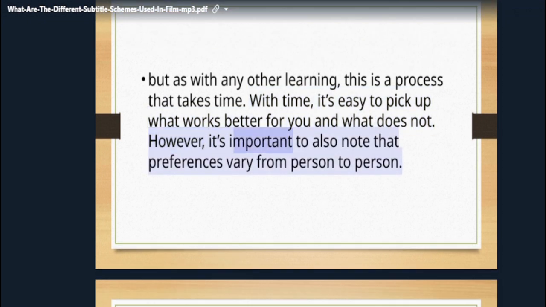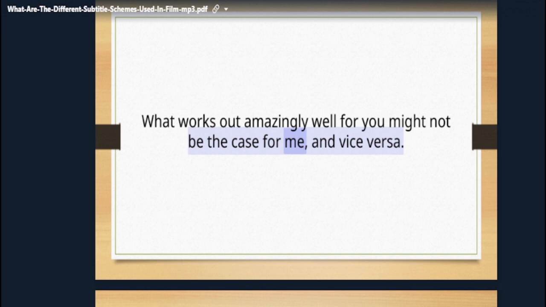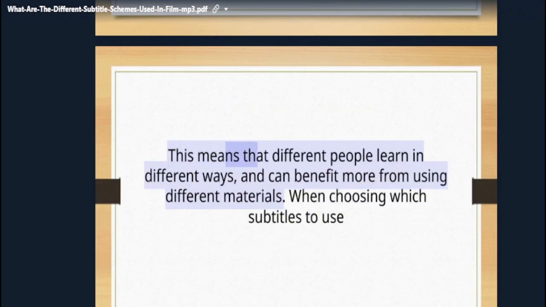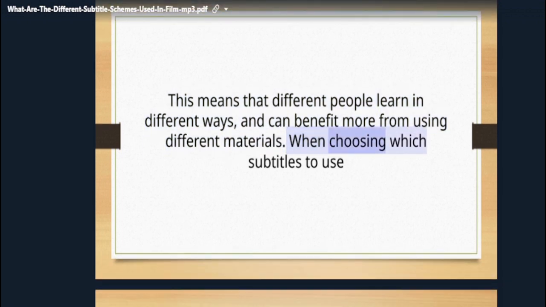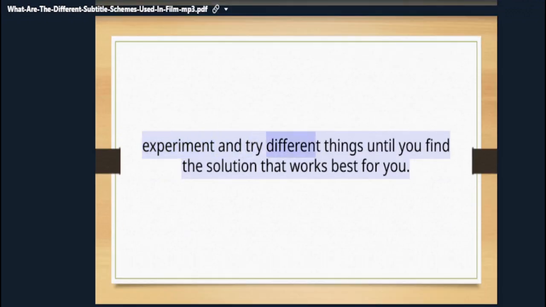However, it's important to also note that preferences vary from person to person. What works out amazingly well for you might not be the case for me, and vice versa. This means that different people learn in different ways, and can benefit more from using different materials. When choosing which subtitles to use, experiment and try different things until you find the solution that works best for you.